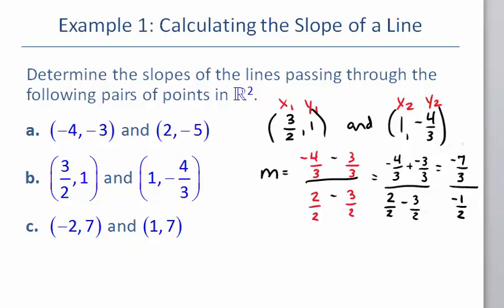Remember that when you are dividing fractions, as we have here, instead of dividing, you write the first one down as it is, and you multiply by the reciprocal of the second fraction. So we end up with -14 over -3. The negatives will cancel, leaving me a slope of 14/3.